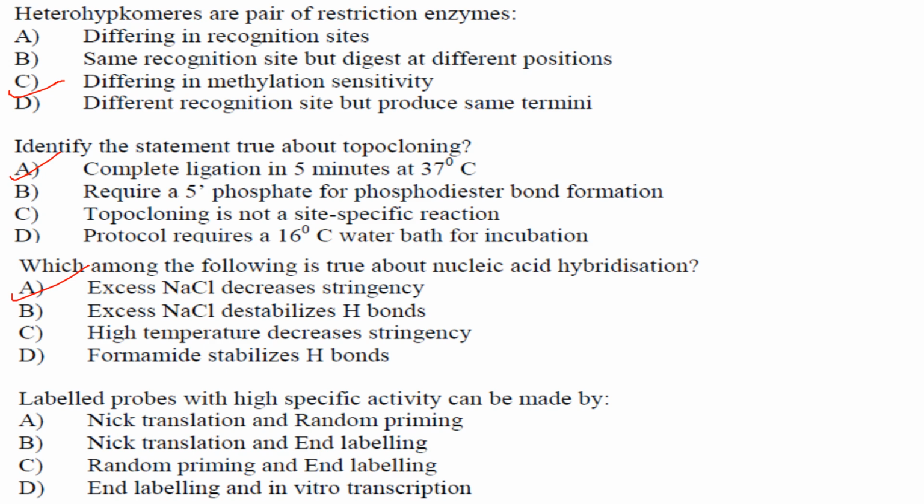Labeled probes with high specific activity can be made by. So they can be made by nick translation and random priming. Answer is option A.